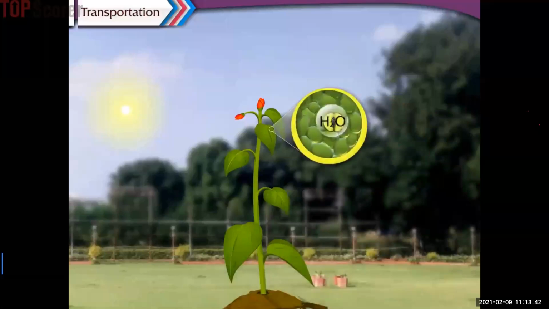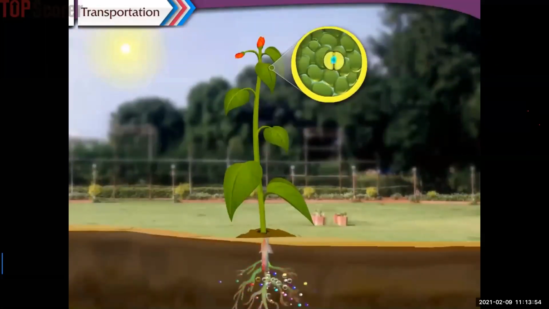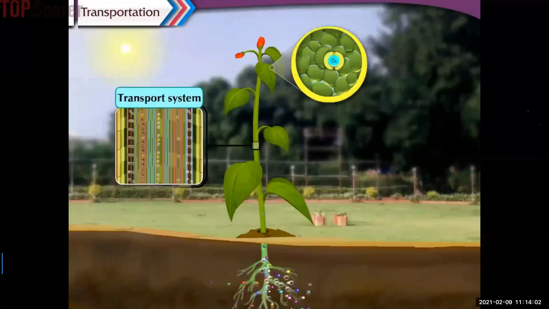Plants absorb carbon dioxide and oxygen from air through gaseous exchange, which occurs through stomata. The other inorganic materials are absorbed from the soil with the help of the root system. The absorbed substances are then supplied to the required parts through a transport system. Now let us study the transport system in plants. Transportation in plants.